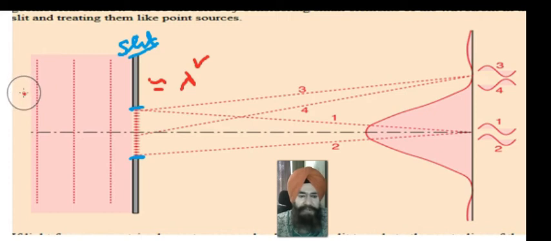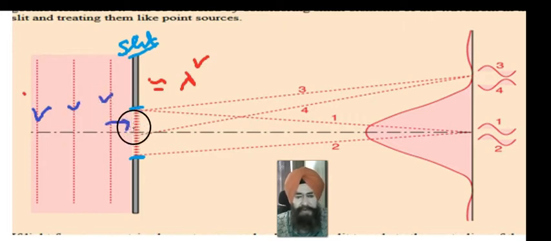Now these are the wavefronts. Wavefronts are going to be incident on the slit. Then here is a screen. So this is our screen. On the screen, what do we expect? Normally, if there is no diffraction, then we expect the image of the slit only.